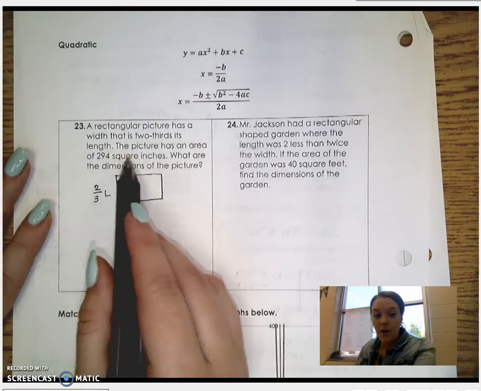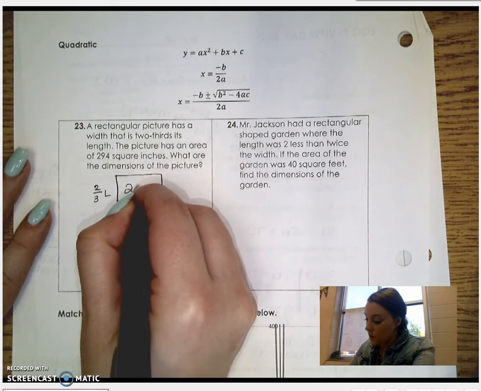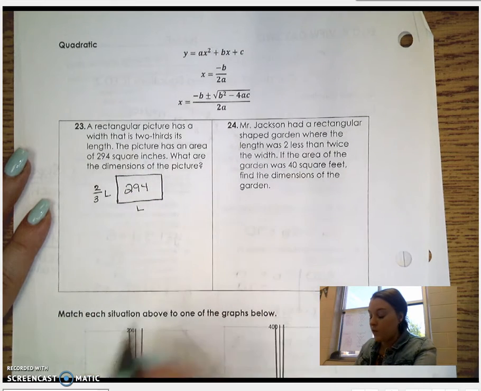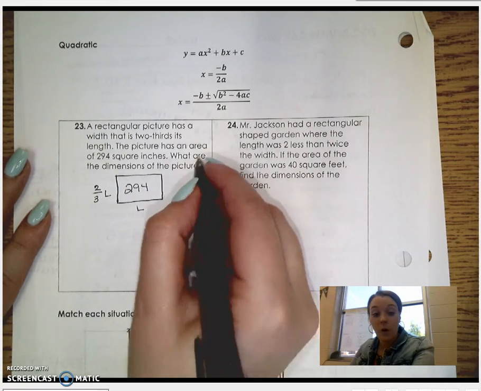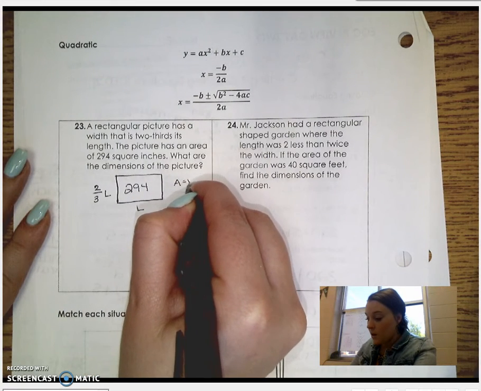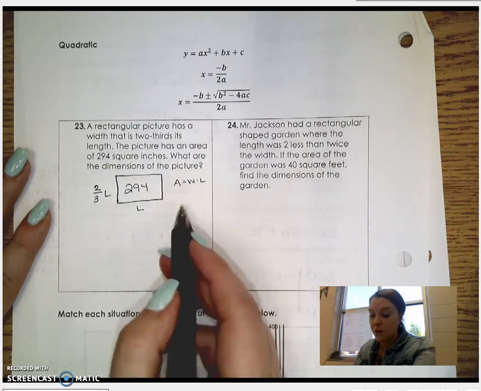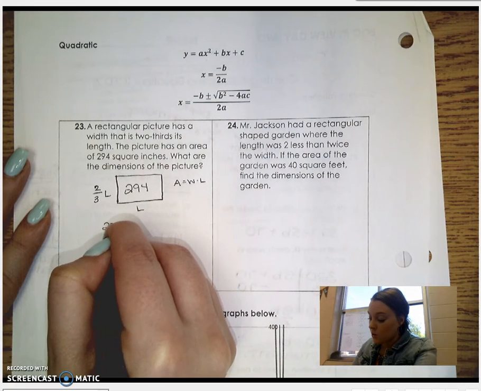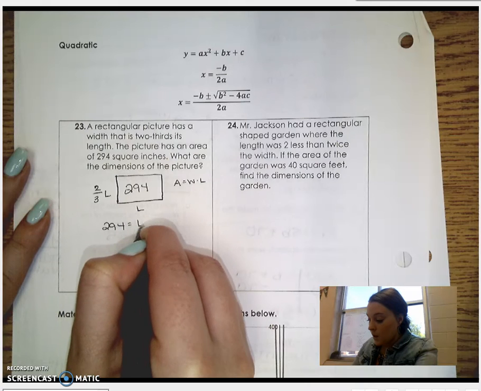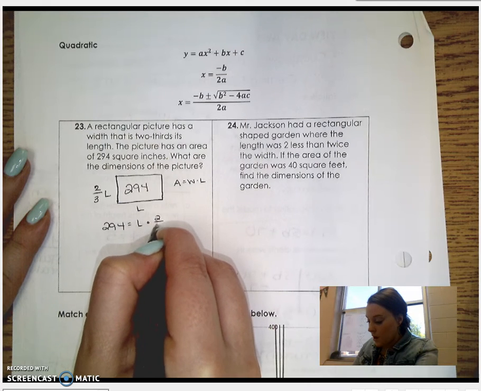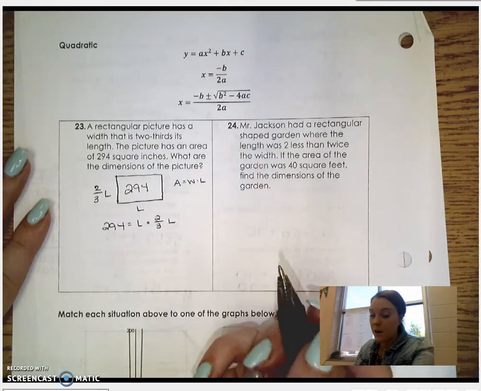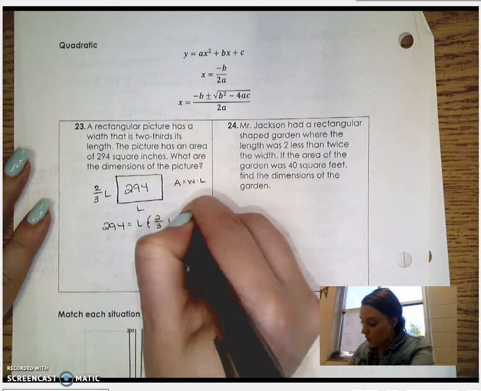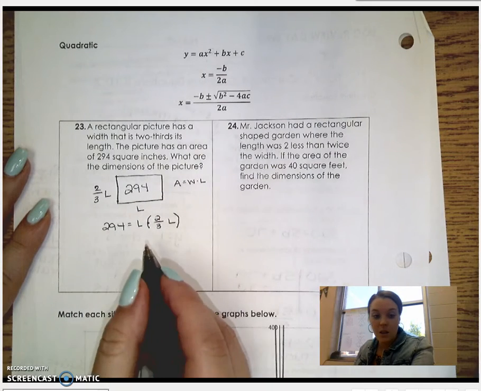The area is 294. So we know that the formula for area is area equals width times length. So I'm going to have to multiply these together. The area, 294, is equal to the length times 2/3 the length. That could also be written with this in parentheses.